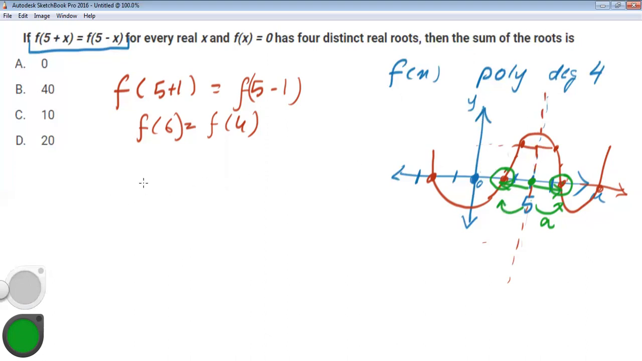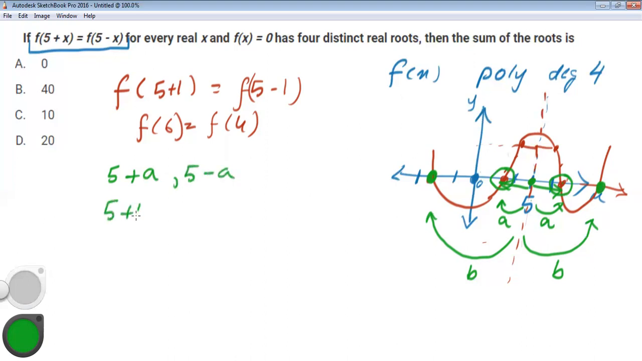So therefore, what are going to be the roots? For this one it is a. Similarly, for this point, let's say it has to jump b units further, and for this point, this has to jump b units backward. So therefore, what are the roots? The roots are 5 plus a, 5 minus a, then 5 plus b, and 5 minus b.